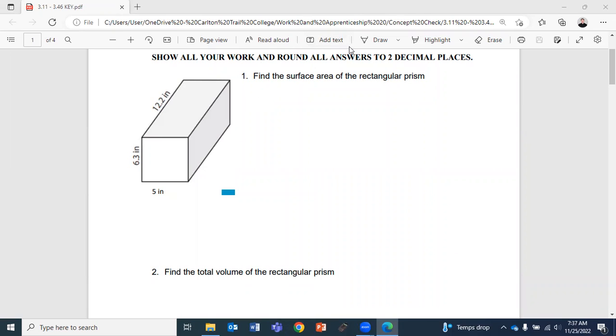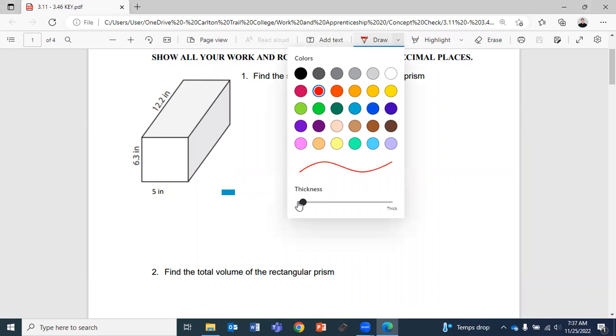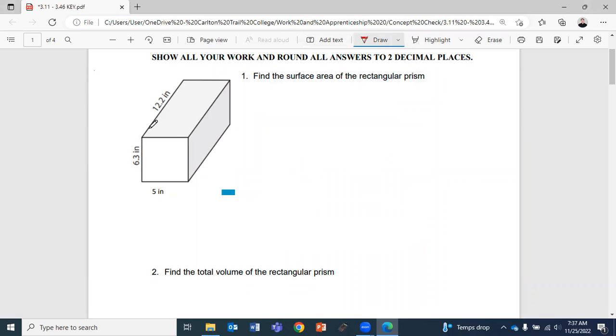So for the first thing here, I want to find the surface area of a rectangular prism, right? And remember, surface area means I'm measuring the area of all the six sides. There's a front, a back, a top, a bottom, and there's the right side, I'm going to call that side one, and then there's the left side, I'm going to call that side two.